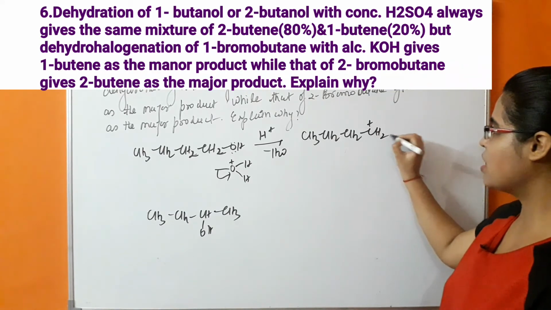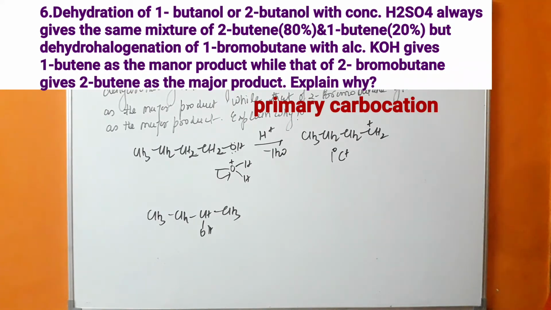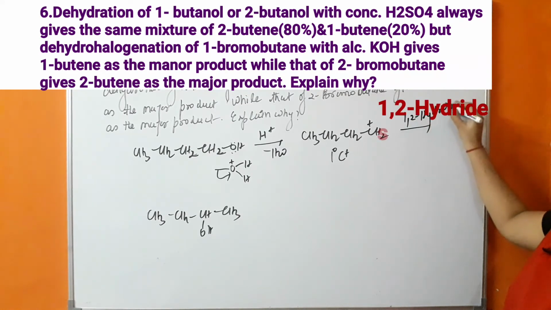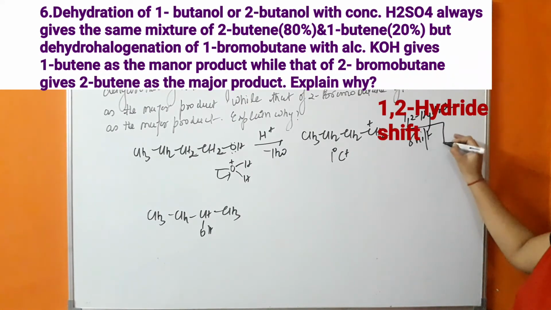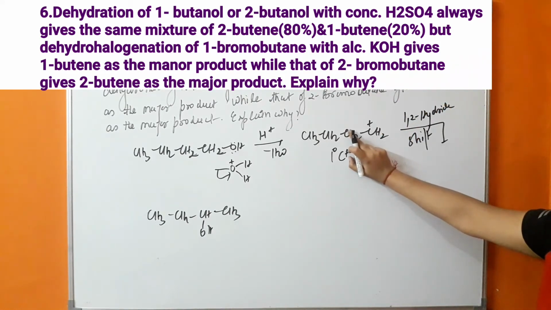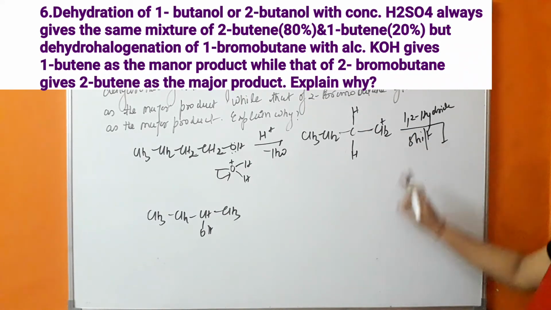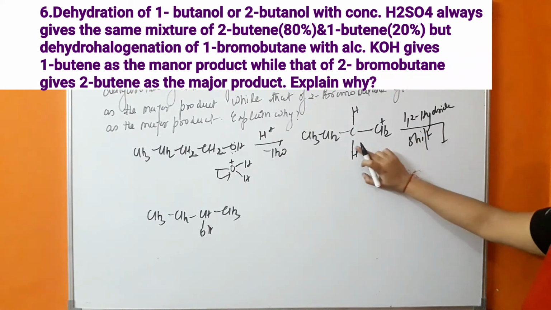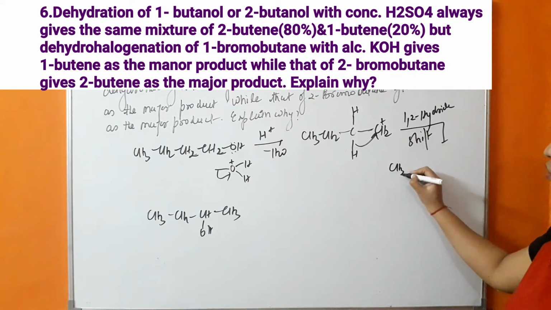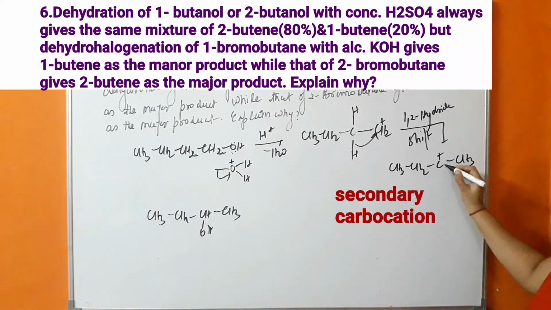This is a primary carbocation, and we know that a 1 degree carbocation is not that stable. Because of that a 1,2 hydride shift will take place. In this case, the hydrogen of this carbon will move towards this carbon. So there will be formation of a 2 degree carbocation, which is a more substituted carbocation.